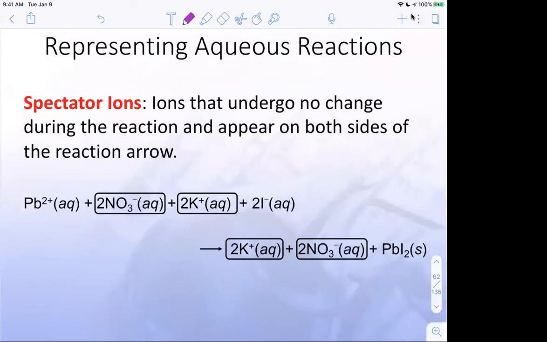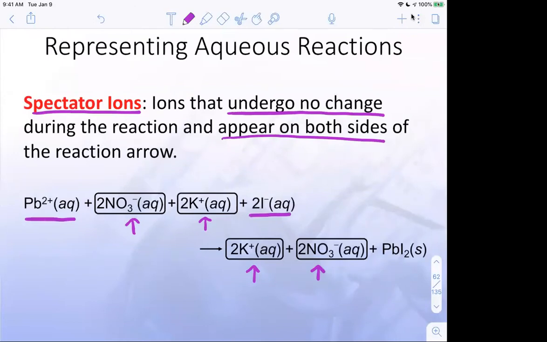Now, let's consider spectator ions. Think about what a spectator does. If I'm a spectator and I go to a baseball game, I'm watching what's going on, but I'm not actually participating. So spectator ions are ions that undergo no change. They just hang around and watch during the reaction. These ions will appear on both sides of the reaction arrow, and they won't be changed. So if I look at my complete ionic equation for this reaction, I notice I have 2 nitrates and 2 potassiums, and I have 2 potassiums and 2 nitrates. The thing that does change is lead-2 plus reacts with those 2 I minuses and forms this lead-2 iodide.